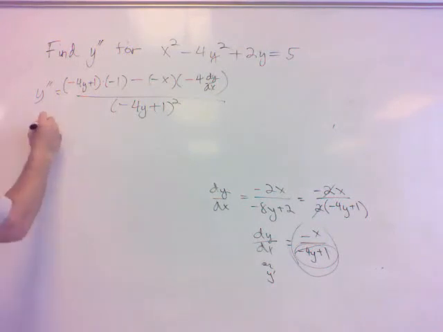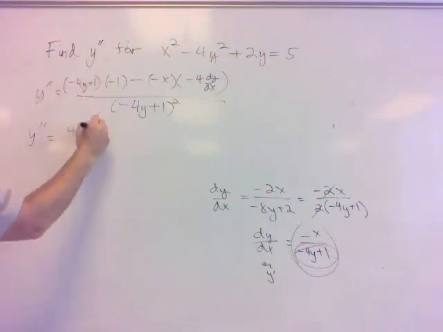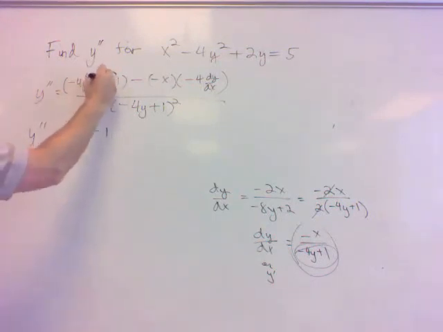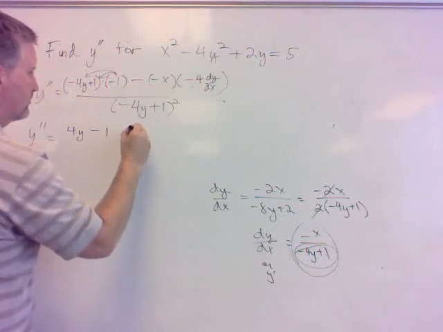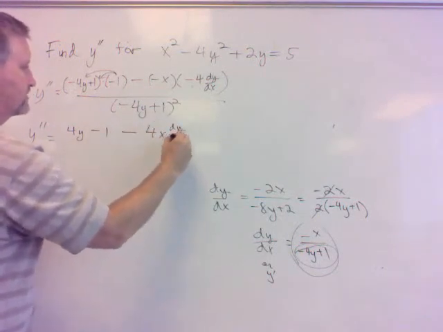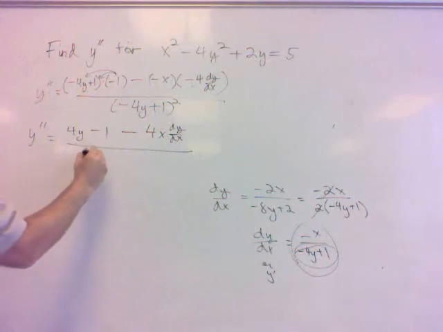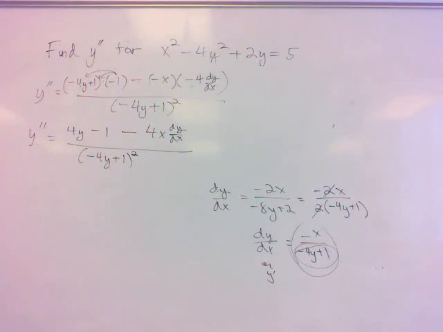Okay, so clean that up a little bit. That'll be a positive 4y minus 1, wouldn't it? Because we distribute the minus 1. Here I've got a minus and a minus, so that's overall going to be minus 4x dy/dx over negative 4y plus 1 squared. Which is a pretty good answer.